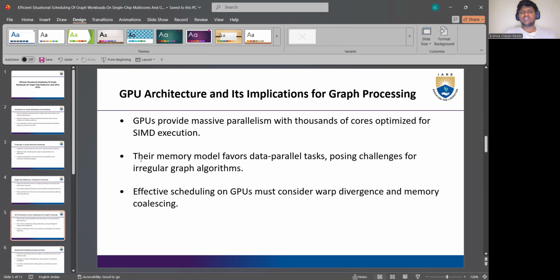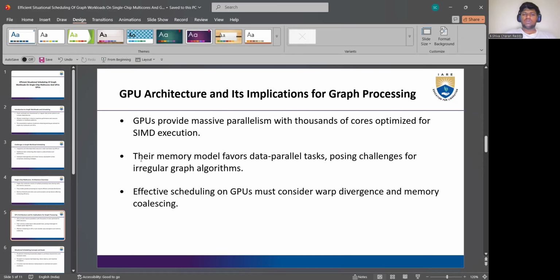Coming to GPU architecture and limitations for graph processing. GPUs provide massive parallelism with thousands of cores optimized for SIMD execution. The memory model favors data parallel tasks, posing challenges for irregular graph algorithms. Efficient scheduling on GPUs must consider warp divergence and memory coalescing.